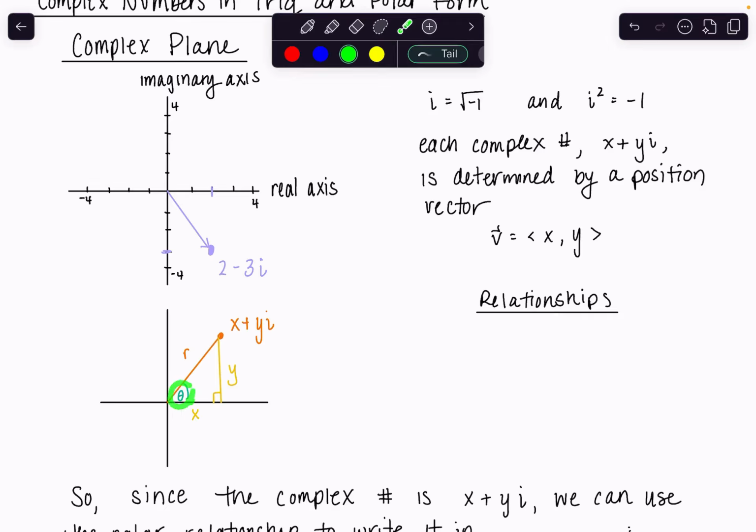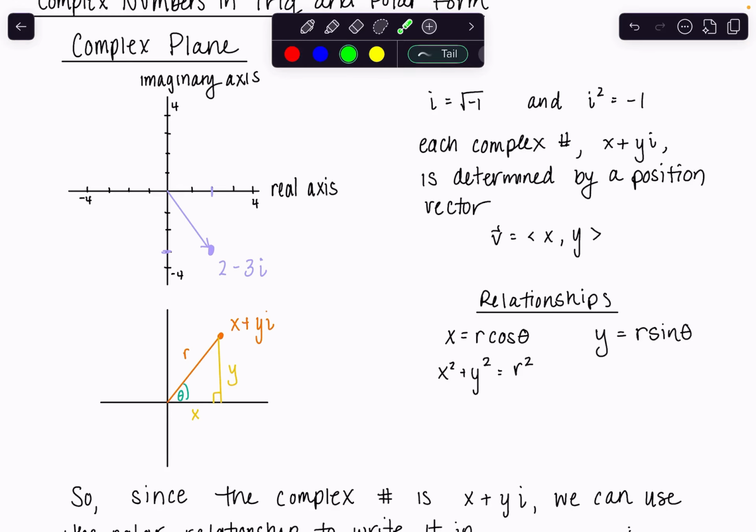If I look at cosine of theta, it's adjacent over hypotenuse. So in the same way that we are able to find the horizontal component for a vector, the x-coordinate can be given by r cosine of theta. And the y component can be given by r sine of theta. This is going to be really helpful when we have to rewrite a complex number in trig form, and so on. The other relationship is that this is a right triangle, so x squared plus y squared is equal to the hypotenuse squared.